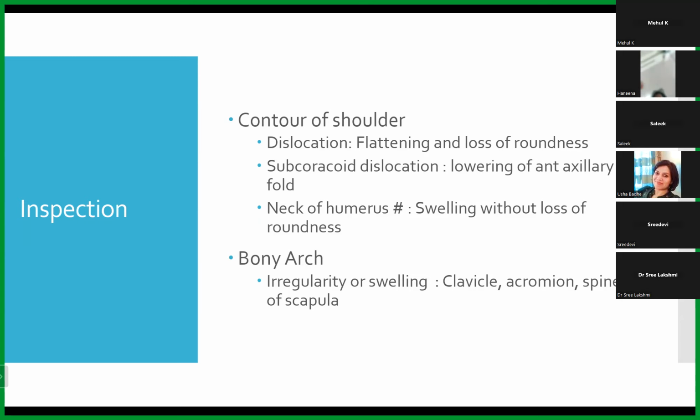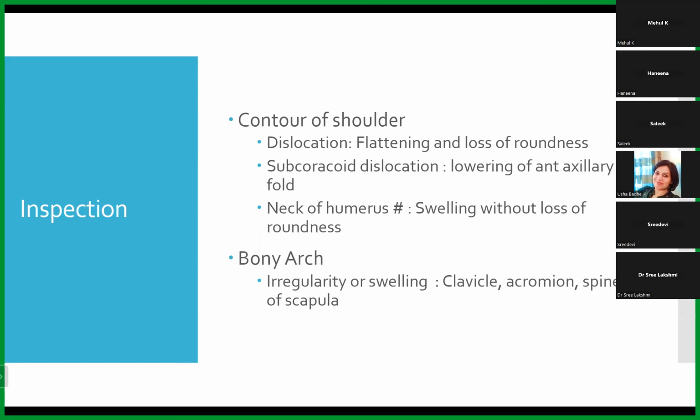Similarly, in neck of humerus fracture, we will be able to appreciate a swelling in the shoulder region, but there will not be associated loss of roundness. So, when differentiating neck of humerus fracture versus dislocation, we look for that loss of roundness. There won't be any loss of roundness, but there will be swelling.